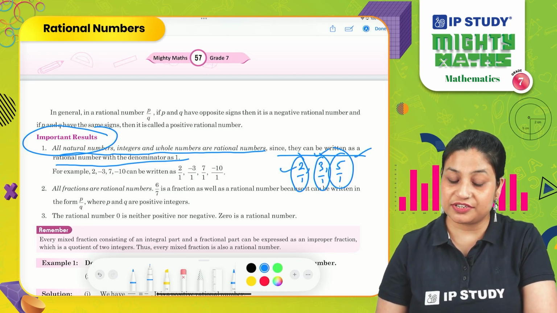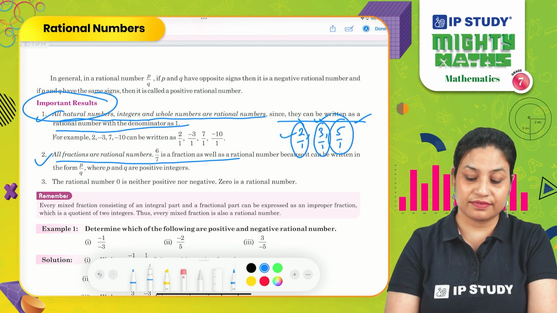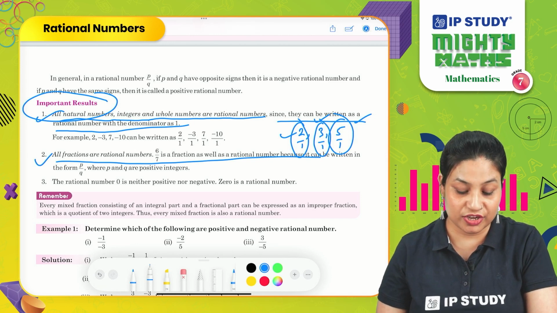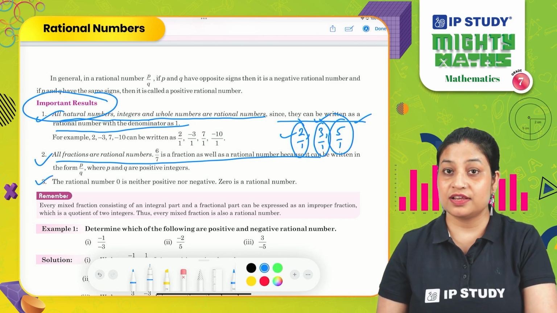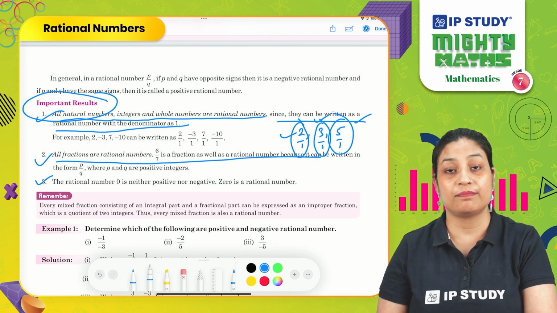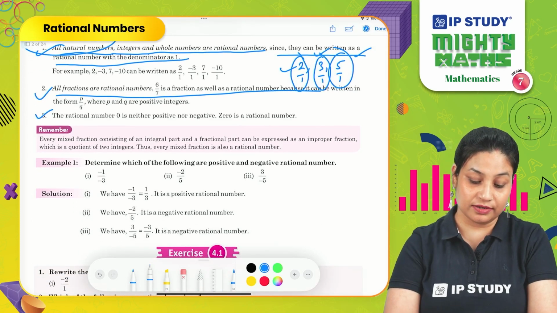0 is also a rational number, right? Next is all fractions are rational numbers because they can be written in the form of p by q, and this is something that I've already discussed with you. But remember, 0 is a rational number, but it is not negative and not positive. Okay? Now, let's take an example over here.